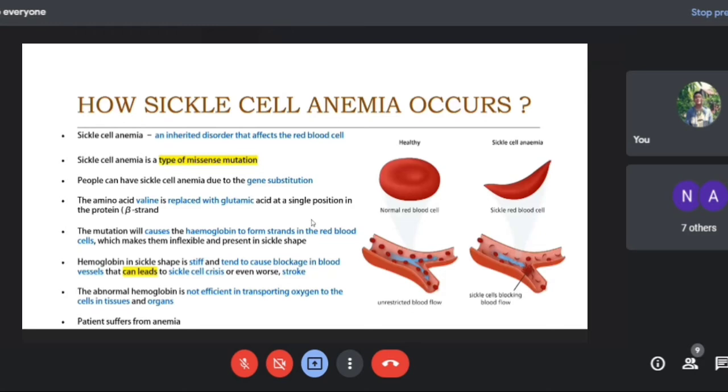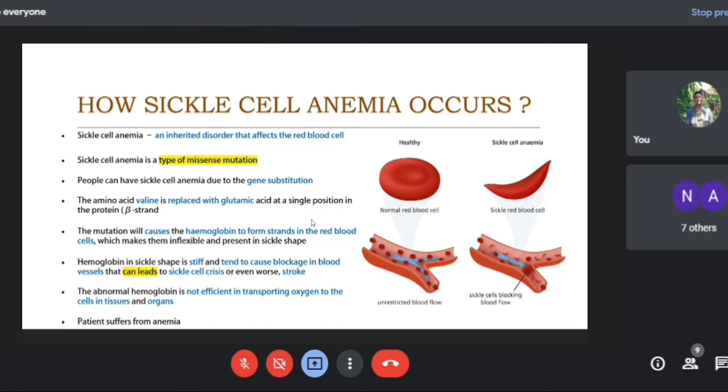So, sickle cell anemia is actually an inherited disorder that affects the red blood cells, which means it can be passed from parents to the children. And sickle cell anemia is actually a type of missense mutation. So, people can have sickle cell anemia due to the gene substitution, where the amino acid valine is replaced with glutamic acid at a single position in the protein, which is in beta strand.